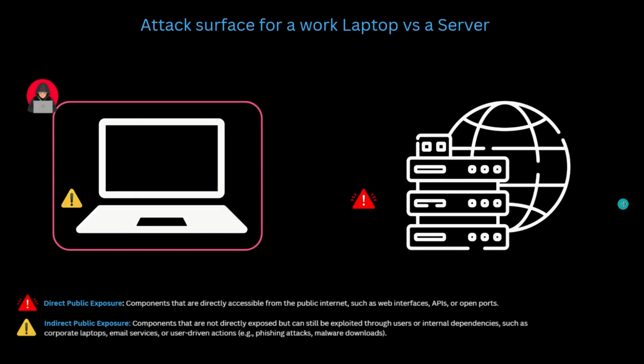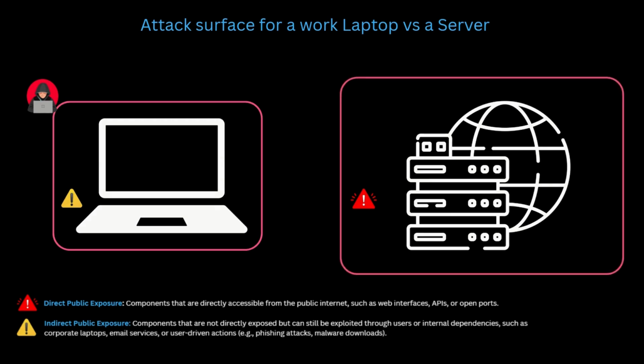And on the right here, we have a web server. This server has public facing components. That's why I've made a red exclamation mark here. It has components such as open ports, web interfaces, and APIs, which can be accessed by anyone on the internet. These directly exposed components make its attack surface significantly larger than that of a laptop.